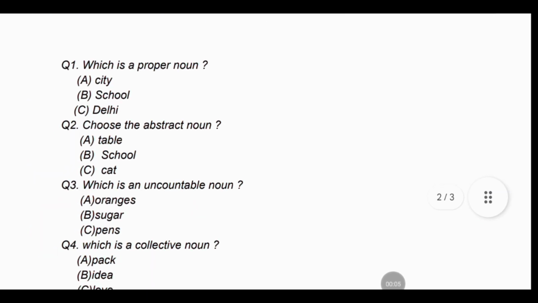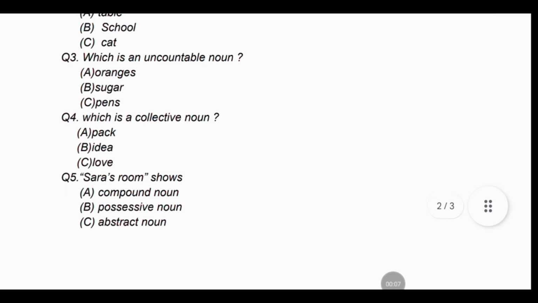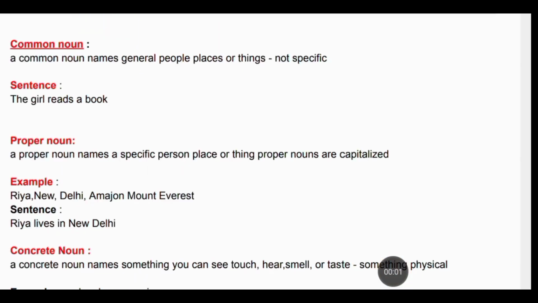Don't capitalize common nouns unless they start a sentence. Use much with uncountable and many with countable plural. Nouns name people, places, things, and ideas. Main types: common, proper, concrete, abstract, collective, countable, uncountable, compound, and possessive. Practice by spotting nouns in sentences every day.